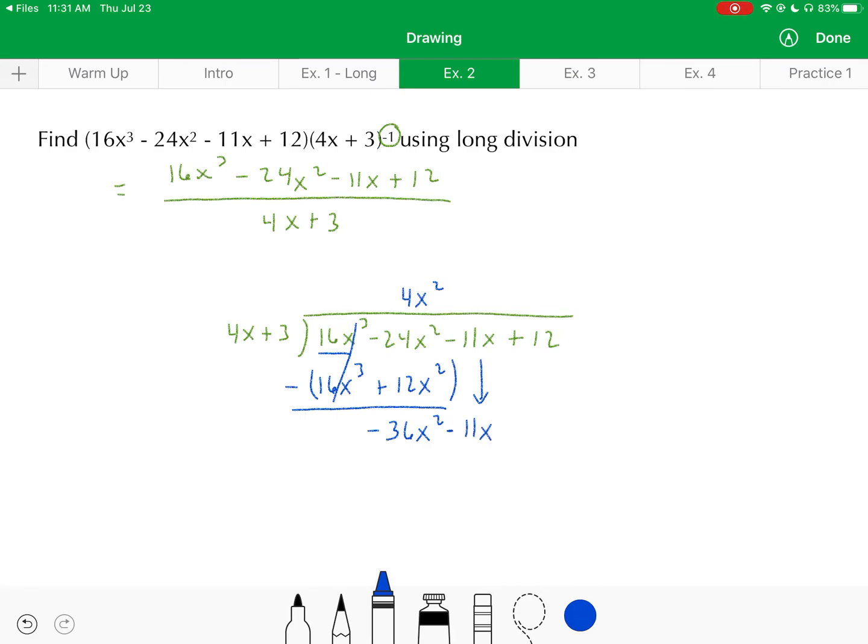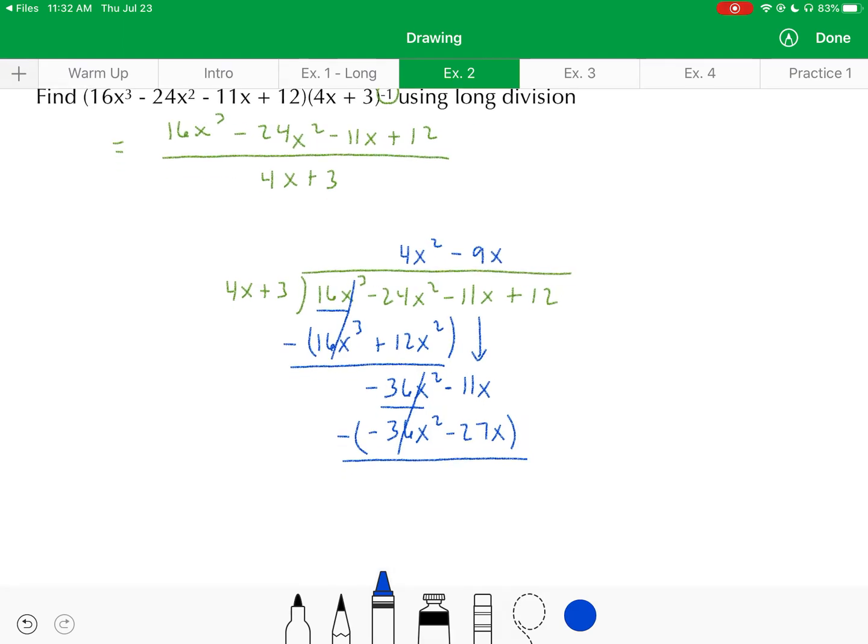Okay. Now the process starts over. The goal is to cancel out negative 36x squared. To do so, you're going to need to multiply by a negative 9x into your divisor. So negative 9x times 4x gives me negative 36x squared. Negative 9x times 3 gives me negative 27x. And we subtract. Those will cancel out. Negative 11x minus negative 27x is 16x. And then bring your final term down.